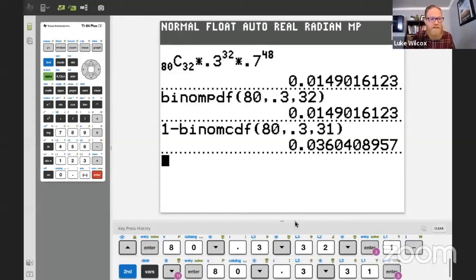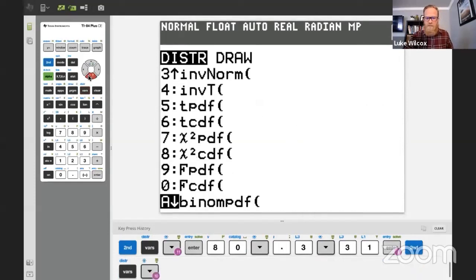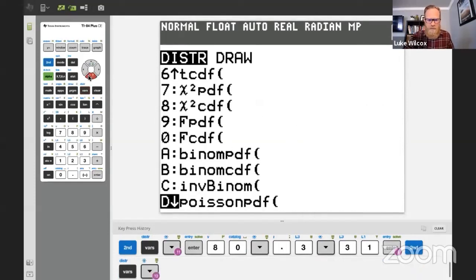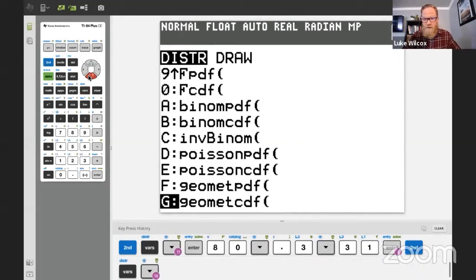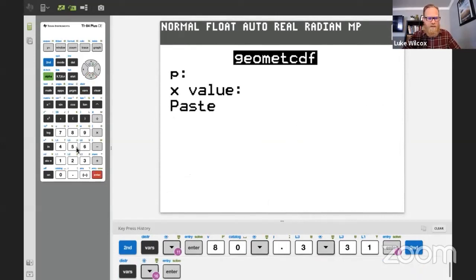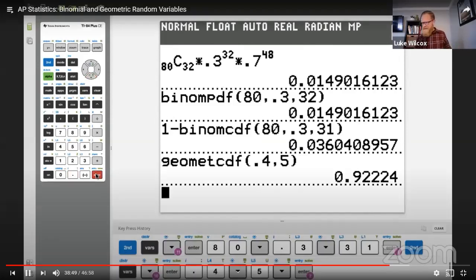So it's found in the same menu. If you go to second vars, there's your distribution. You're going to have to scroll down a little bit further past the binomial ones until you can find geometric. And once again, you have PDF if you're trying to find exactly one value, or CDF if you're trying to find cumulative up to and including one value. And we want CDF here. And our P is 0.4. And we want 5 trials. So the calculator will tell us that we have an answer of 0.922.